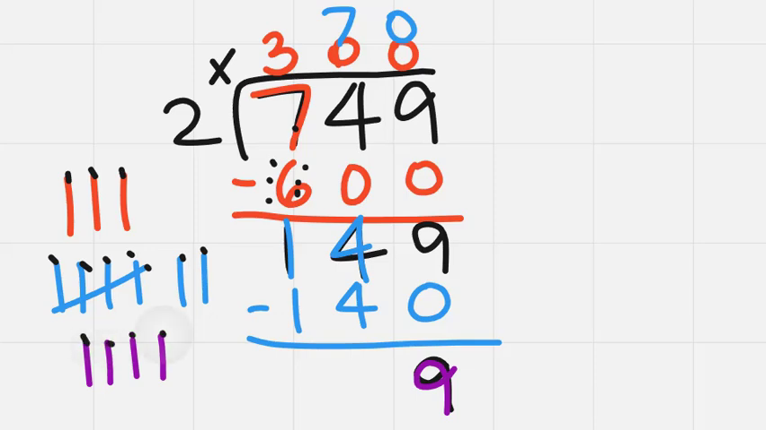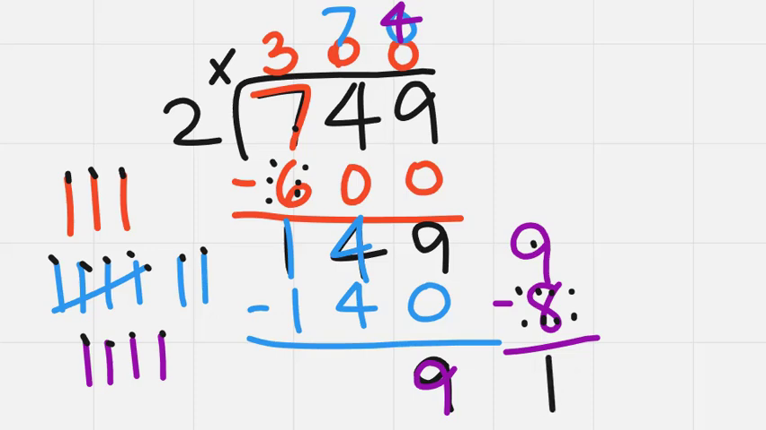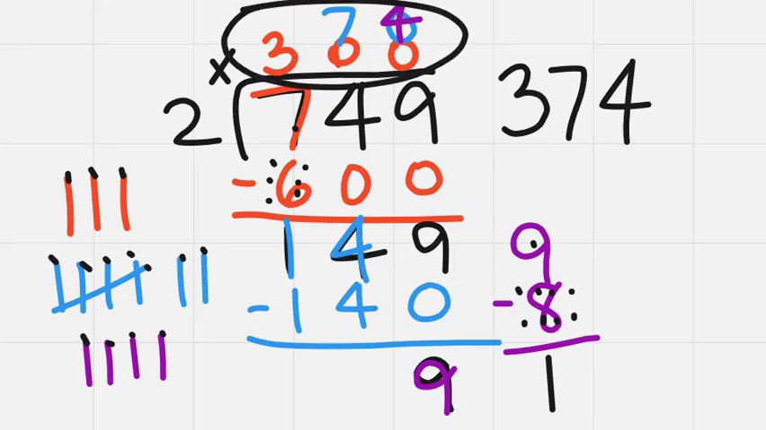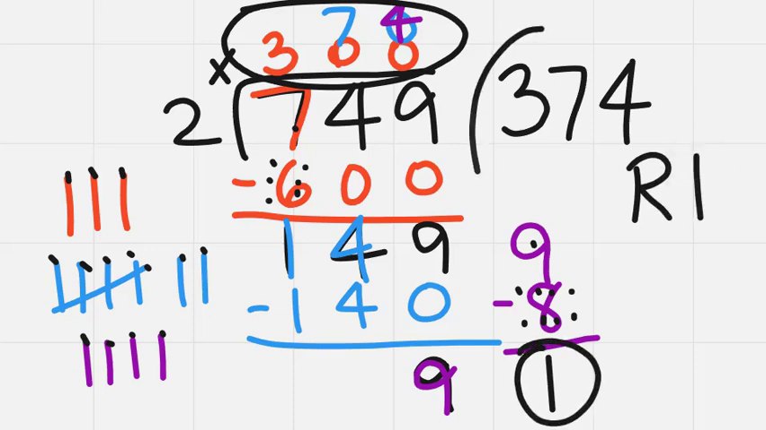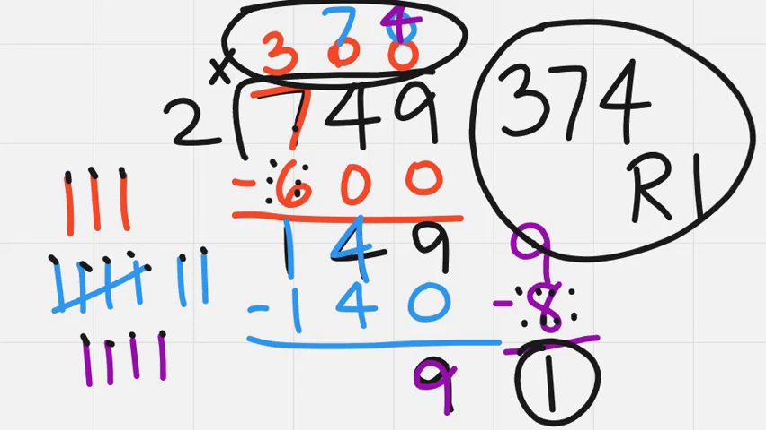That's 1, 2, 3, 4 2s. So we'll put the number 4 up top, and then we'll multiply. 2 times 4 is 8. So now we'll take 9 and subtract 8. Let's subtract. 9, 8, 7, 6, 5, 4, 3, 2, 1. Our answer is 374, which we get from this number on top. And then we have a remainder of 1, which is what's left over at the end. So our answer is 374, remainder 1. Be sure to check your work.